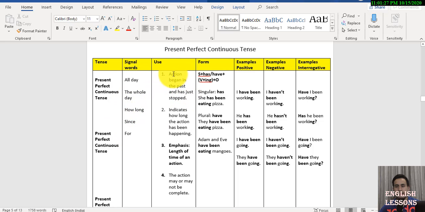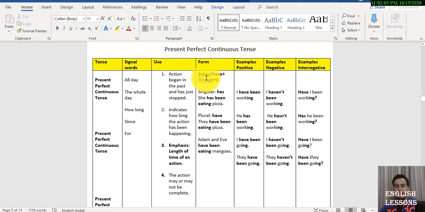Let's look at the use. Action began in the past and has just stopped. Do not forget that. It indicates how long the action has been happening. Emphasis on the length of time of an action. The action may or may not be complete. Let's look at the form.